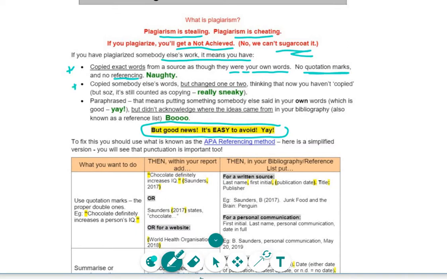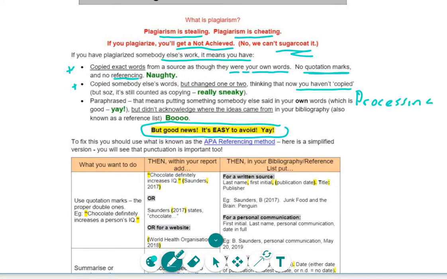Perhaps you've copied somebody else's words, and so many students say, but I changed this word and I changed that word, I changed the sentence a little bit. Oh, no, you didn't really. You might have changed two words. You know that it's still copying, really. You're not processing the information, and that's the key.